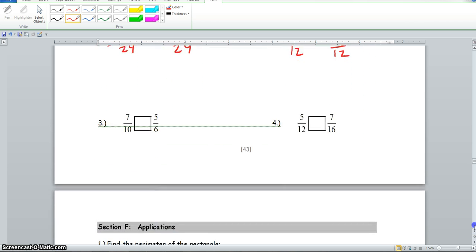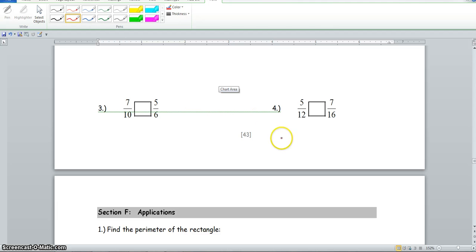Now, we look here at number 3. We have 7/10 and we have 5/6. The common denominator of 10 and 6 is 30. So we could take 7/10 times 3/3 because we know 10 times 3 is 30. And we could take 5/6 times 5/5 because 6 times 5 is 30. So we will have 21/30 and we will have 25/30. So we know that 7/10 is less than 5/6.